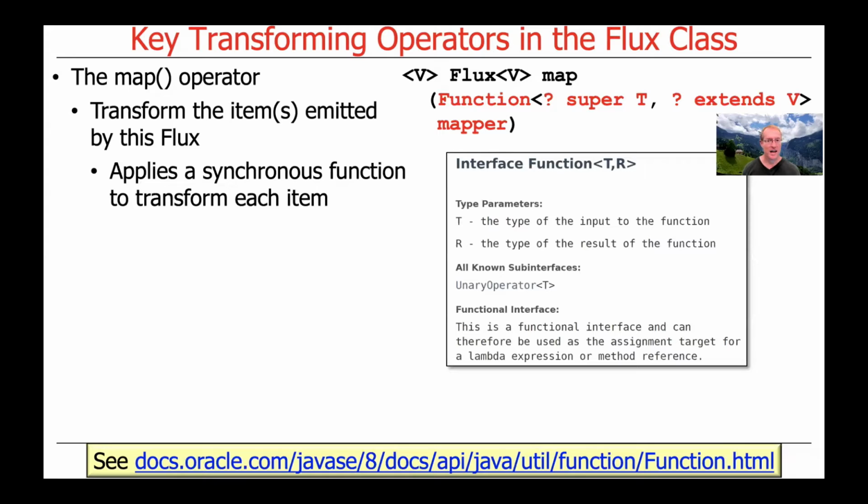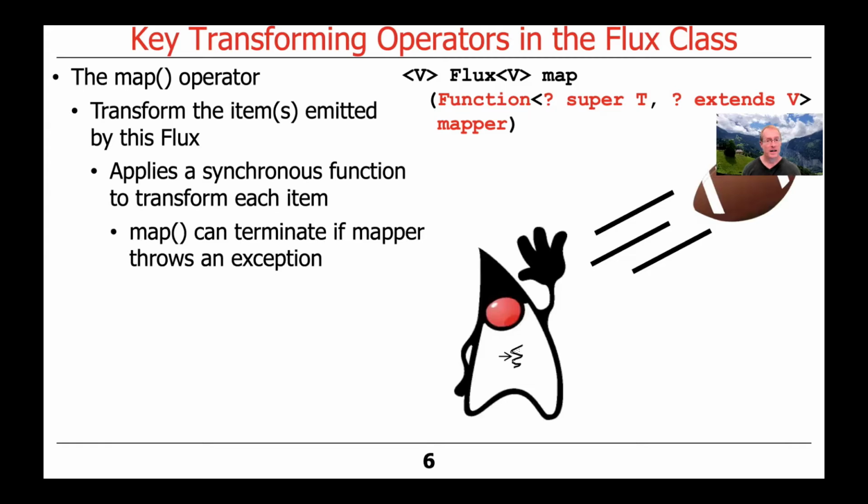It's passed a synchronous function, using a Java 8 function as the parameter, and this is used to transform each item that's emitted by the flux. This mapper might terminate if it throws an exception. So if the mapper function here throws an exception, that will cause the map method to terminate without going through all the elements in the stream. So be careful about that.